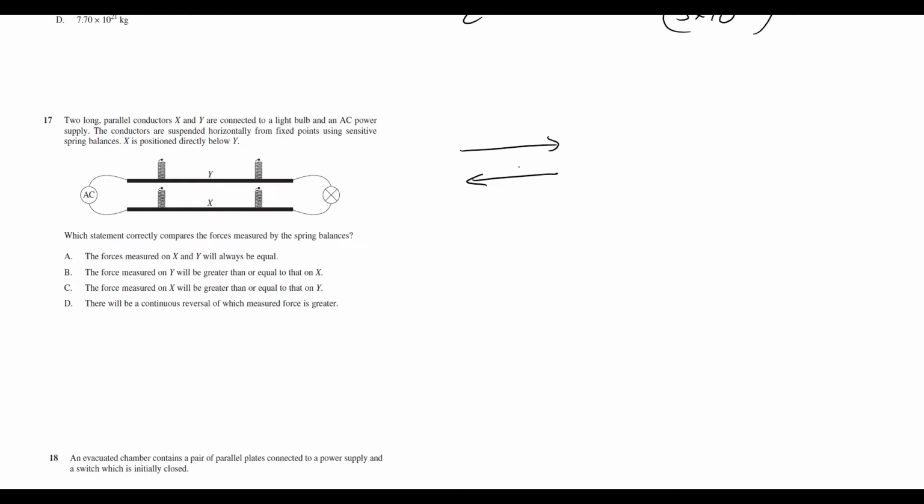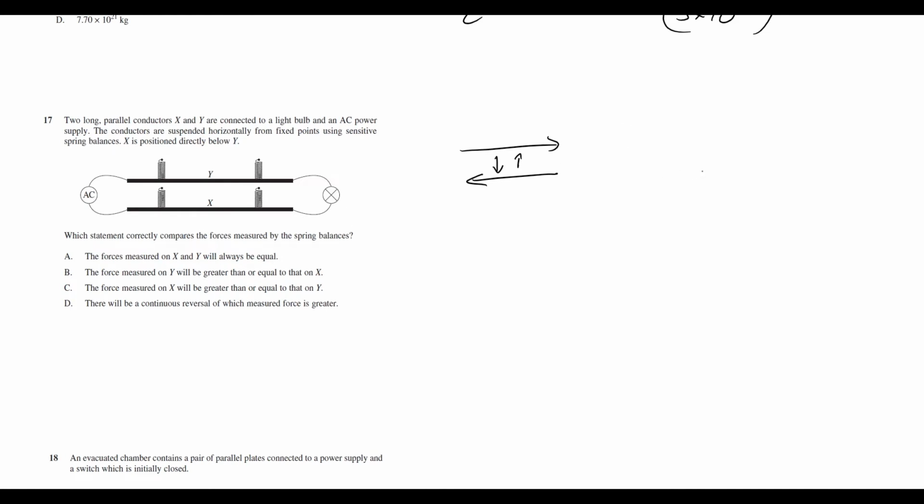Now, since these are two currents moving in opposite directions on parallel wires, we know that the forces between them would be repelling. So that would push wire Y upwards, and push wire X downwards. So if it's going clockwise, it will increase the force going down on X and decrease the force going down on Y.